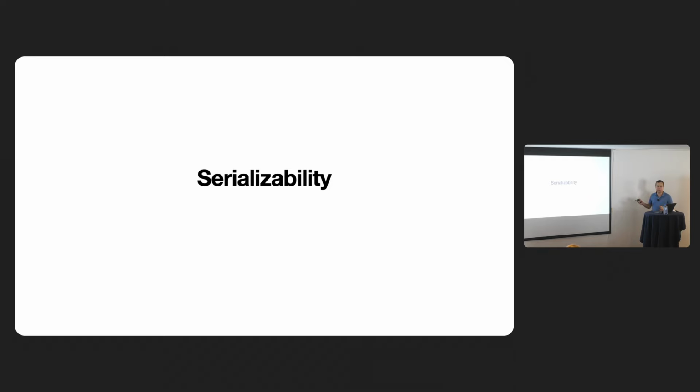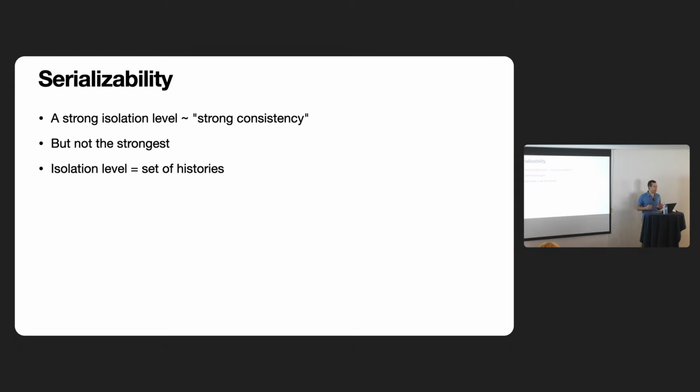So I'll start with serializability. I'm going to go over the definition first. So this is a strong isolation level. Sometimes when people talk about serializability, they say it's strong consistency. Now, as I'm going to explain, it's not actually the strongest, so there will be some controversies. So I need to define what it is.